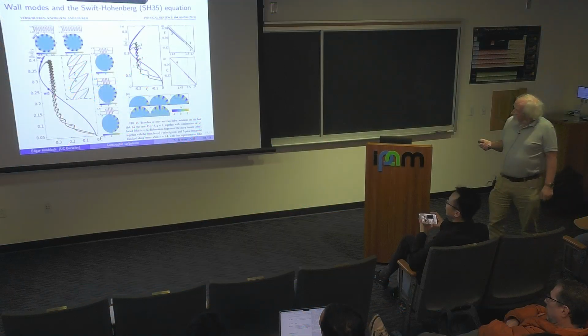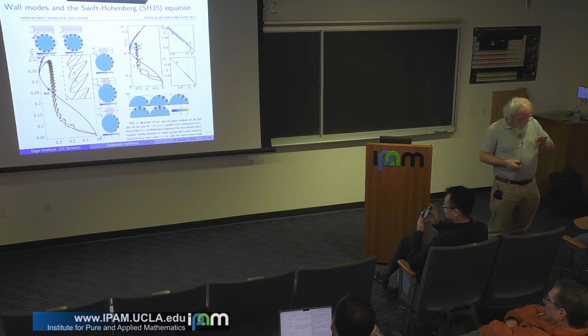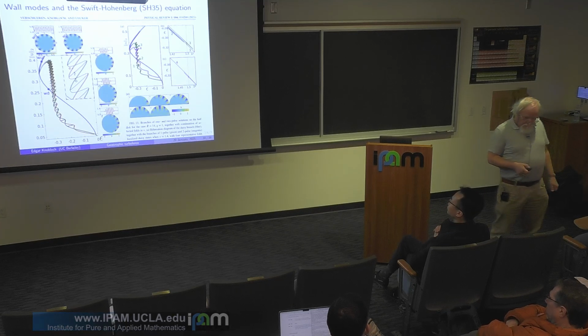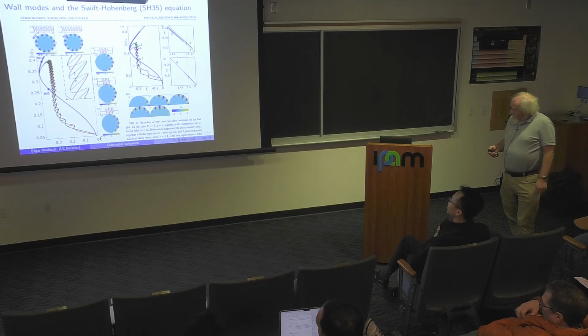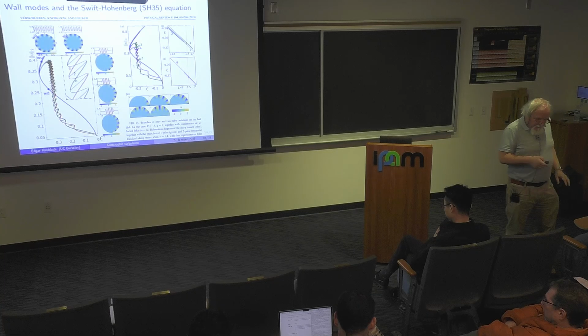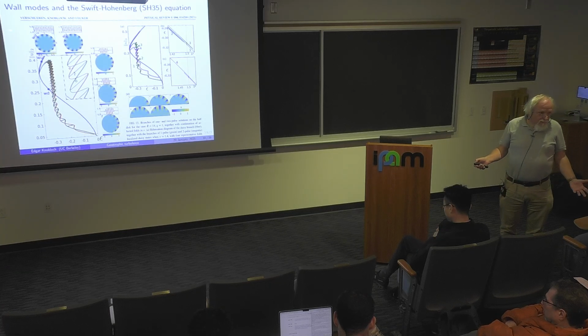And so here is a Swift-Hohenberg equation that has a destabilizing cubic nonlinearity and a stabilizing fifth order. So it's plus u cubed minus b u to the fifth. And you put it in a domain. You put natural boundary conditions, nothing funny with the boundary conditions. And you get a wall mode. Okay, you get a wall mode.